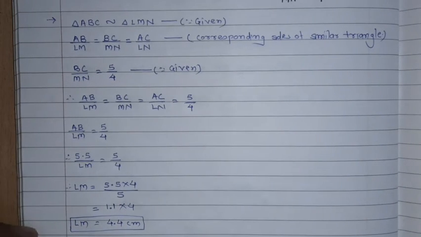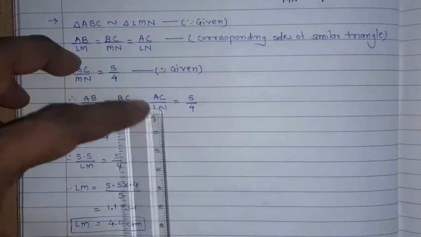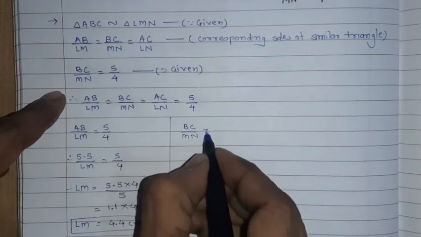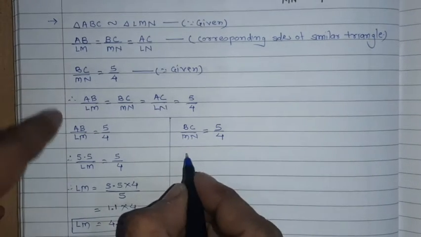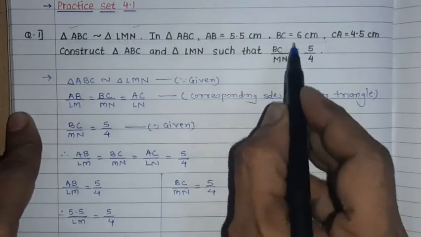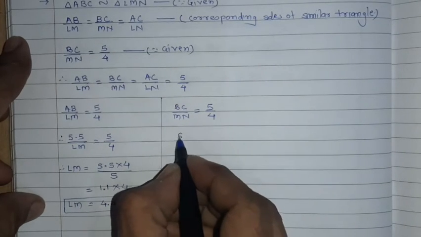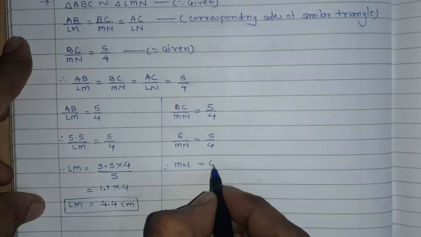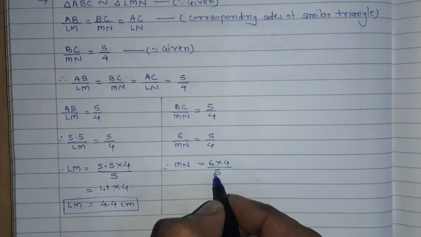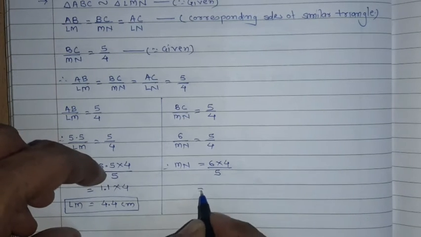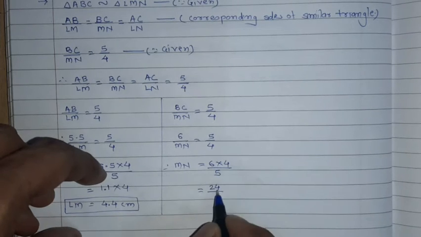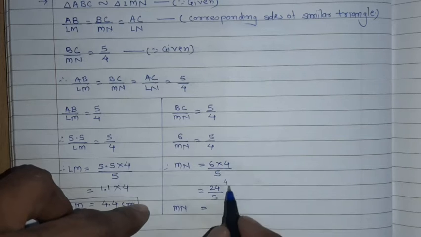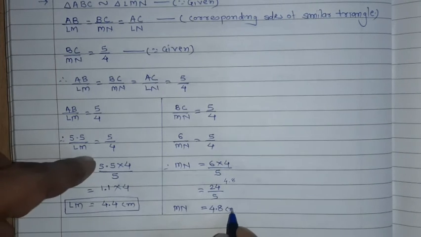Now dear student, we have to take another ratio, the second ratio. It is BC upon MN is equal to 5 upon 4. Now the length of BC is 6 centimeter. Therefore write, it is 6 upon MN is equal to 5 upon 4. Therefore MN is equal to 6 into 4 upon 5. Then we multiply this. 6 4s are 24 upon 5. Then we simplify this. 5 4s are 20 and 5 8s are 40. Therefore it is 4.8 centimeter.